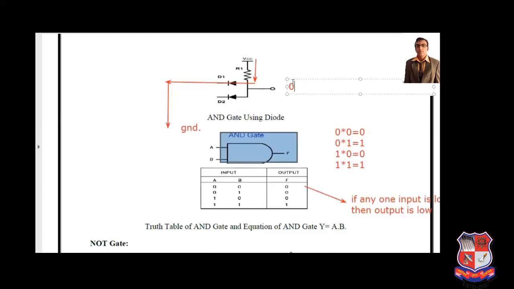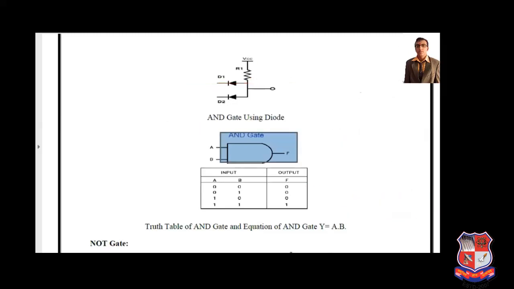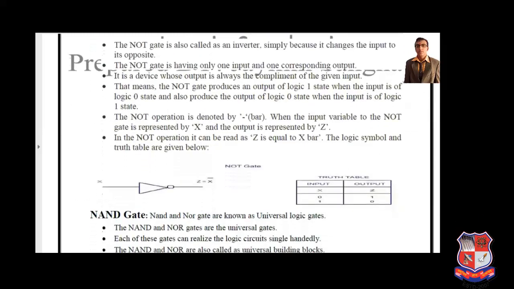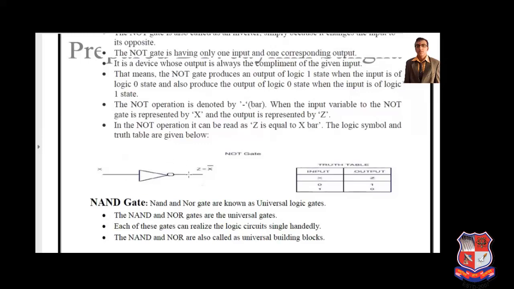Now we have switched over to the other gate, which is known as NOT gate. What is the function of NOT gate? It has just one input. Remember that point. It has just one input and one output. If 0 is applied as an input, then output is 1. And if 1 is applied to the input, then output is 0.